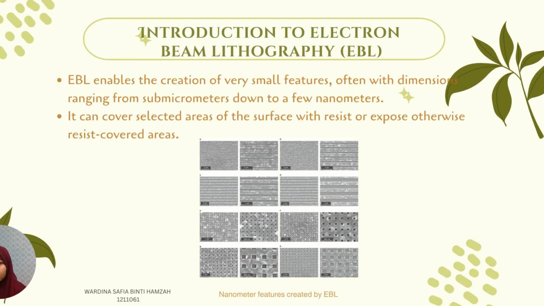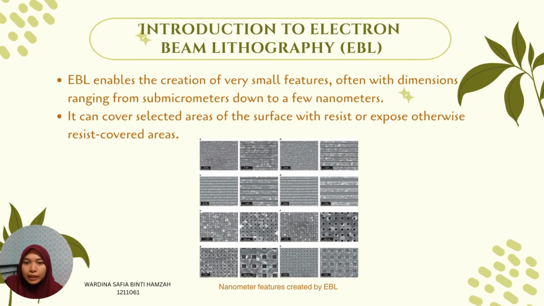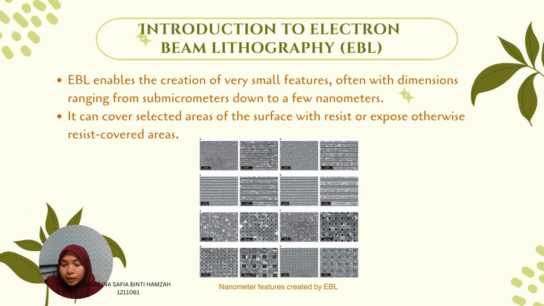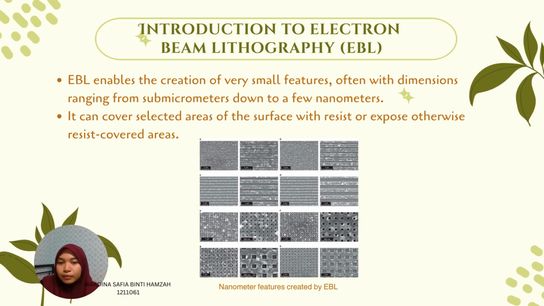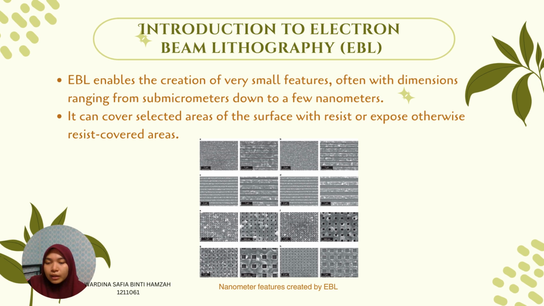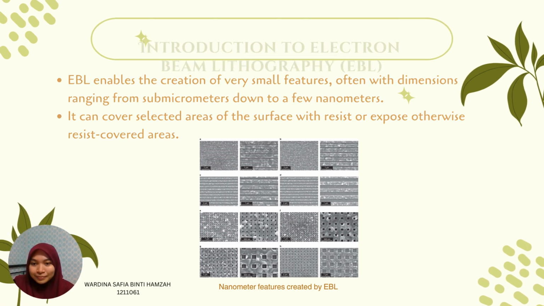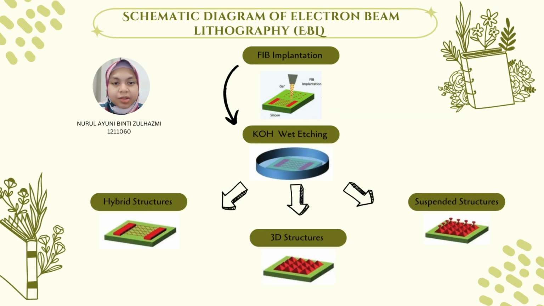EBL enables the creation of very small features, often with dimensions ranging from sub-micrometer down to a few nanometers. It can cover selected areas of the surface with resist or expose otherwise resist-covered areas. So this figure shows nanometer features created by EBL. Diagram of electron beam lithography EBL overall. First, including FIB implantation, KOH wet etching, hybrid structures, 3D structures, and suspended structures.